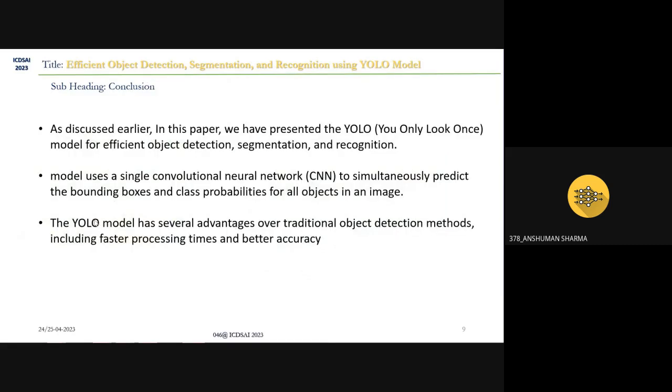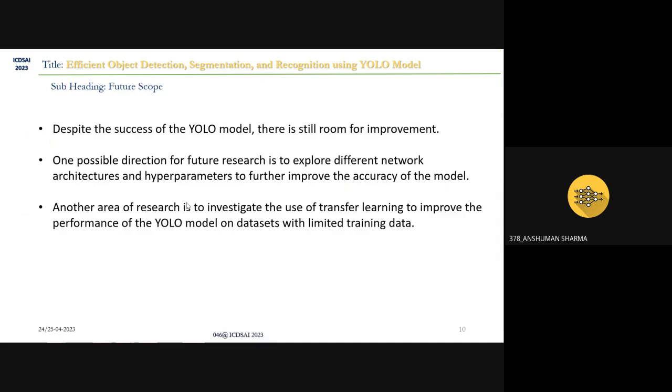And the conclusion. As discussed earlier, in this paper we have presented the YOLO model for efficient object detection, segmentation, and recognition. The YOLO model has several advantages over traditional object detection. It's fast, it's not that computationally expensive, and it has better accuracy. That's all, sir.